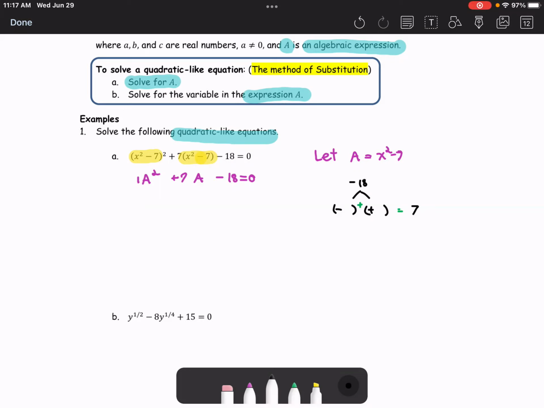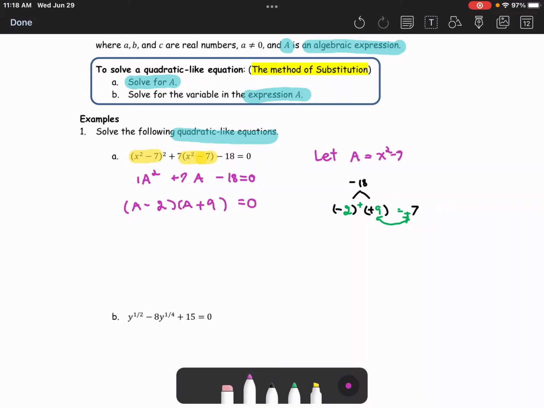Now we look at the two numbers that multiply to get 18 but have opposite signs. That would be positive 9 and negative 2. Recall, if the sign of the sum is positive, the larger number has the same sign as the sum. Now back to the problem. That means this expression can be factored as A minus 2 multiplied by A plus 9 equals 0.